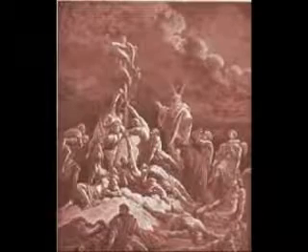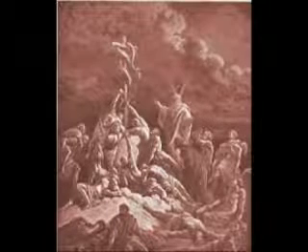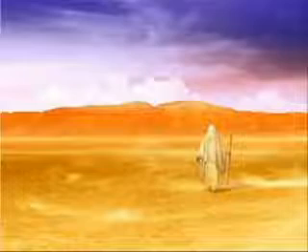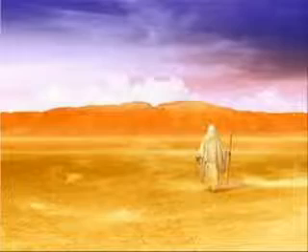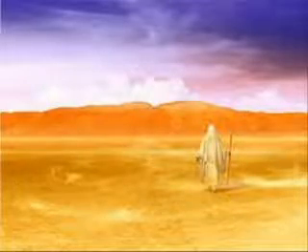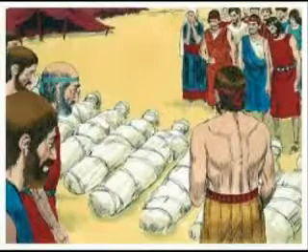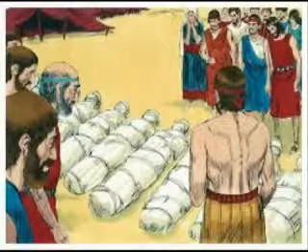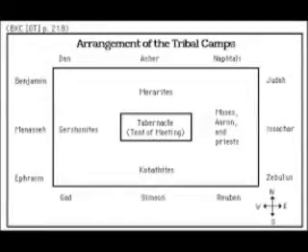All who were numbered of the Levites, whom Moses and Aaron numbered at the commandment of the Lord by their families, all the males from a month old and above were 22,000. And then the Lord said to Moses, number all the firstborn males of the children of Israel from a month old and above, and take the number of their names.